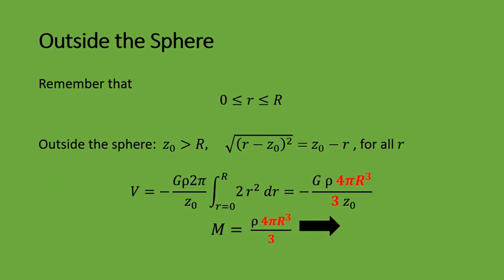So let's start with being outside the sphere. Now remember, if you are outside the sphere, then we know that, of course, small r will always start from 0 and will finish with capital R.